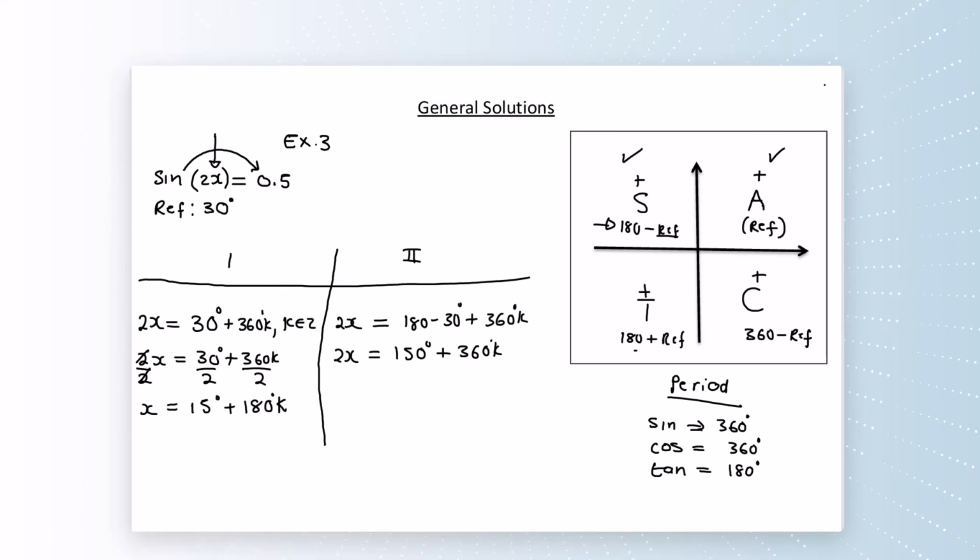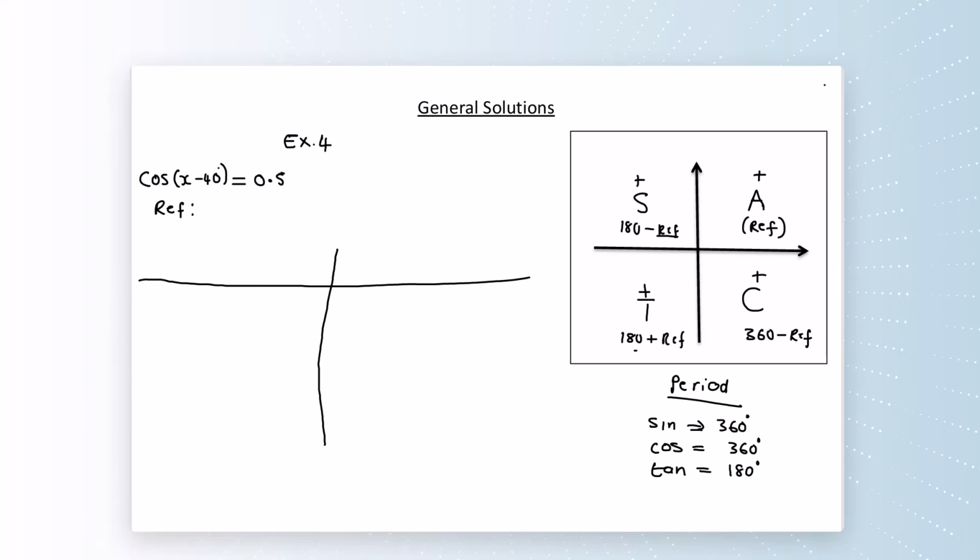Again, we have to divide by the 2 so that we can be left with just x. So we have x equals 150 divided by 2, which is 75 degrees plus 180 degrees k. There you are. That is our general solution. What I wanted you to pay attention to was that we have 2x this time instead of x.